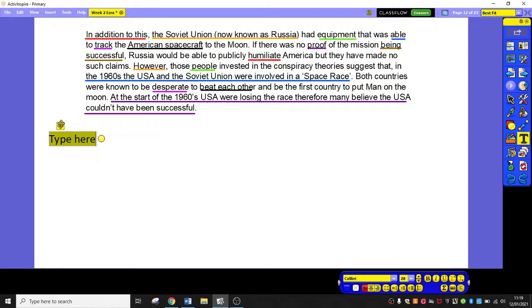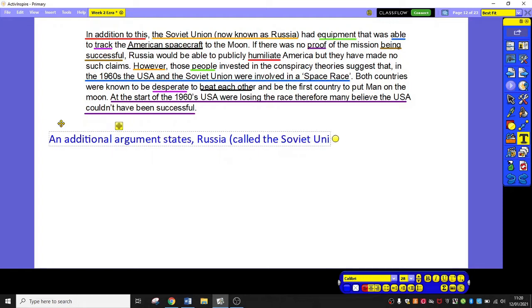What I'm going to do now is show you how I'm going to write this paragraph by changing the words and the phrases that I've underlined. So instead of "in addition to this", I'm going to put "an additional argument states". Instead of the Soviet Union, now known as Russia, I might put Russia, called the Soviet Union in the 1960s. You see, I'm just changing things around.